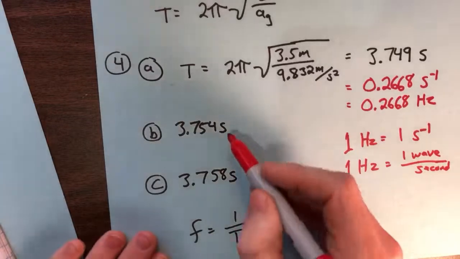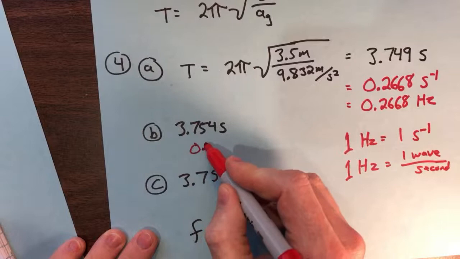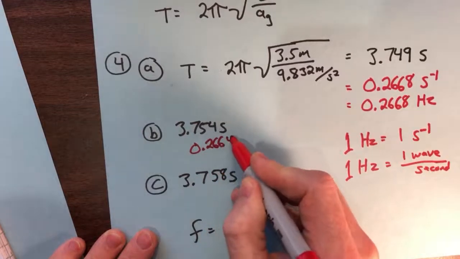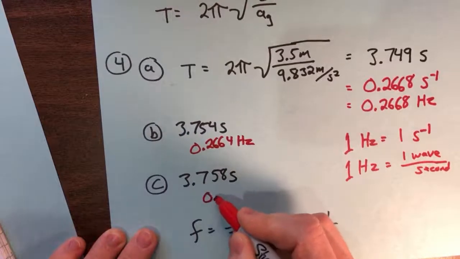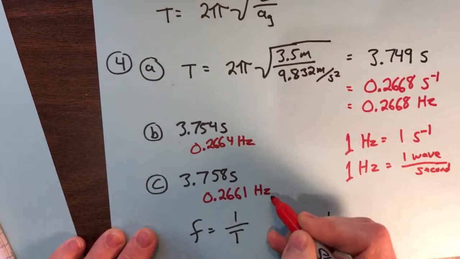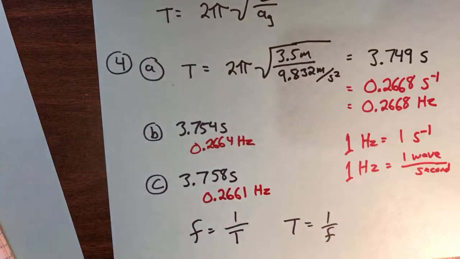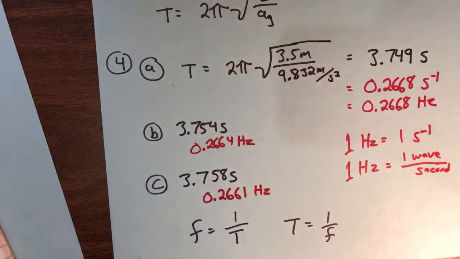And I can just share my answers with you guys. For B, I got 0.2664 hertz, and for C, I got 0.2661 hertz. All of them are fairly similar, and we would expect that because everything's on Earth, so you're not going to have a big difference. If we went to the moon on this or something, that would be huge. That would be much, much different for these. But it's all on Earth, so it's going to be pretty similar.